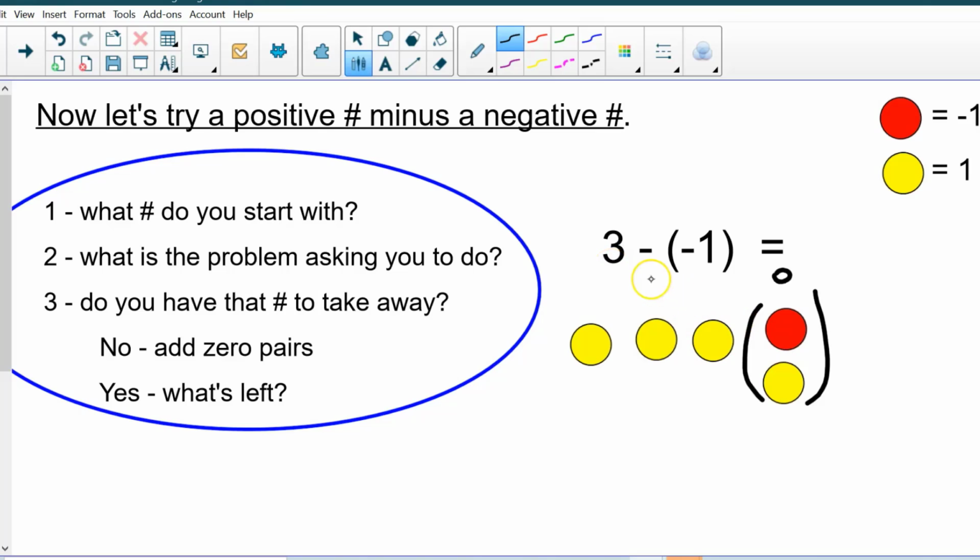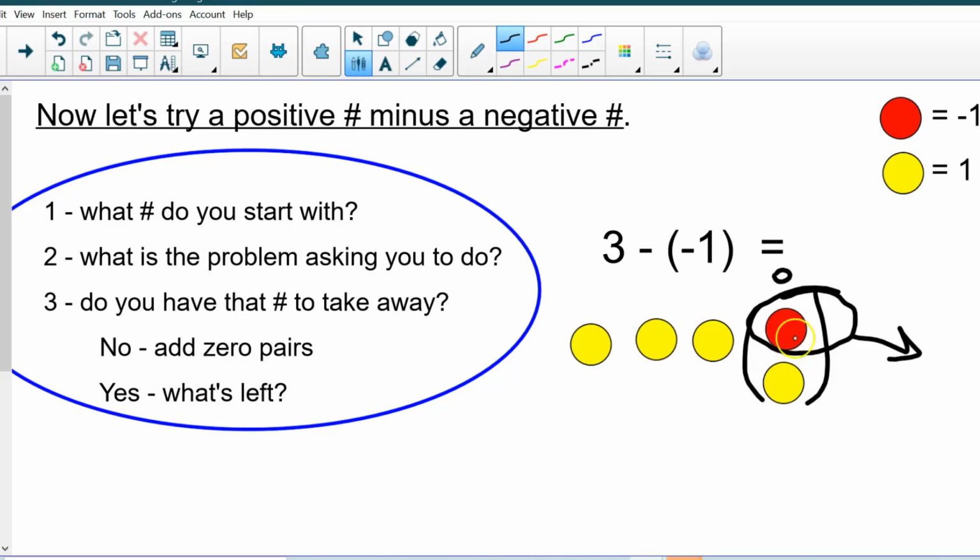Just looks different. Now, though, do I have 1 negative to take away? Can I take away 1 negative? Yes. Do you see that? So now I'm going to do that. Now notice, I'm only going to take away the 1 negative, not the 0 pair. That's with adding. This is subtracting, so it's different, the opposite. So I'm going to take away 1 negative, and then what's left? 4 positives. Do you see that?